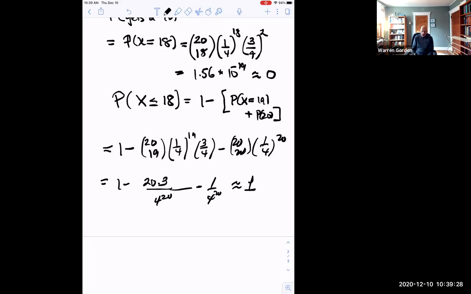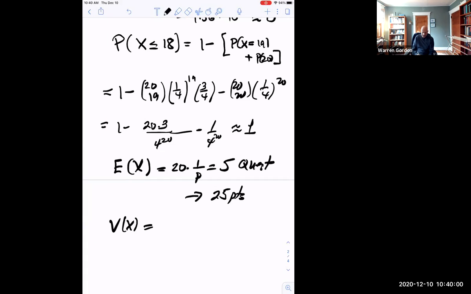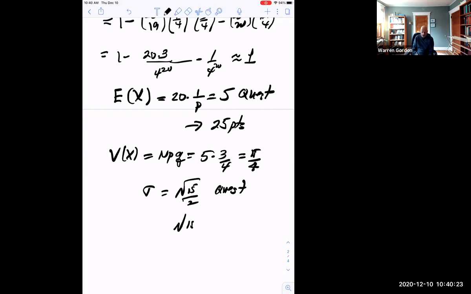Okay. Then the next part of this question is, I ask you to find the expected point score. Well, X stands for the number of questions you get right. We know that's N times P, which is 5 questions. Well, if each question is worth 5 points, that means the expected score is 25 points, if one guessed. Similarly, V of X is N times P times Q. So that would be 5 times 3/4, which is 15 over 4. So sigma is the square root of 15 over 2. And this is in questions. So in terms of score, it's square root of 15 over 2 times 5, which, for those of you who like numbers, is about 9.68 points. Okay.